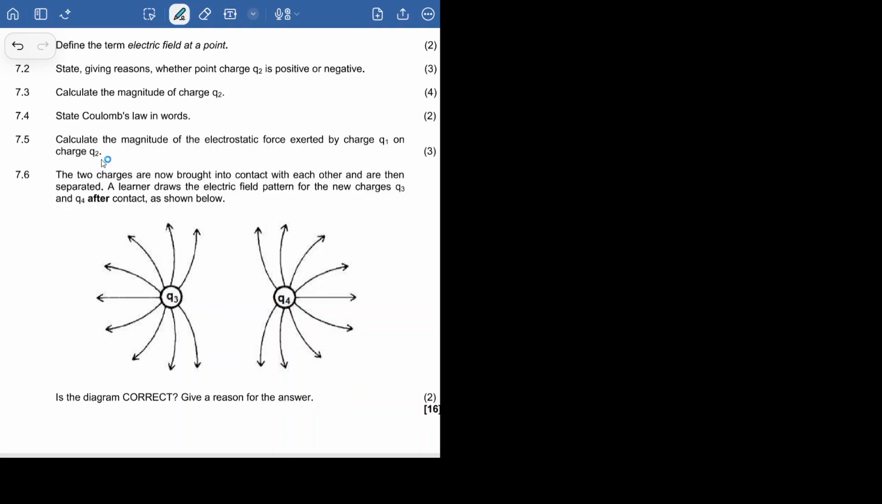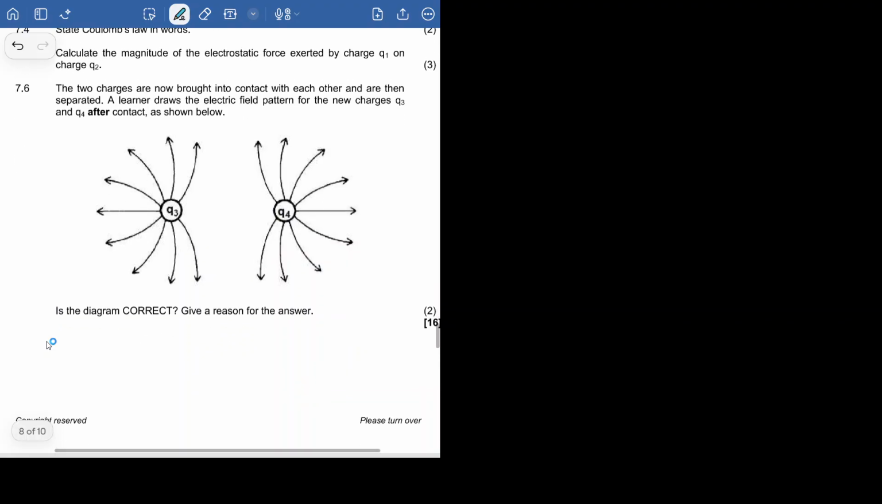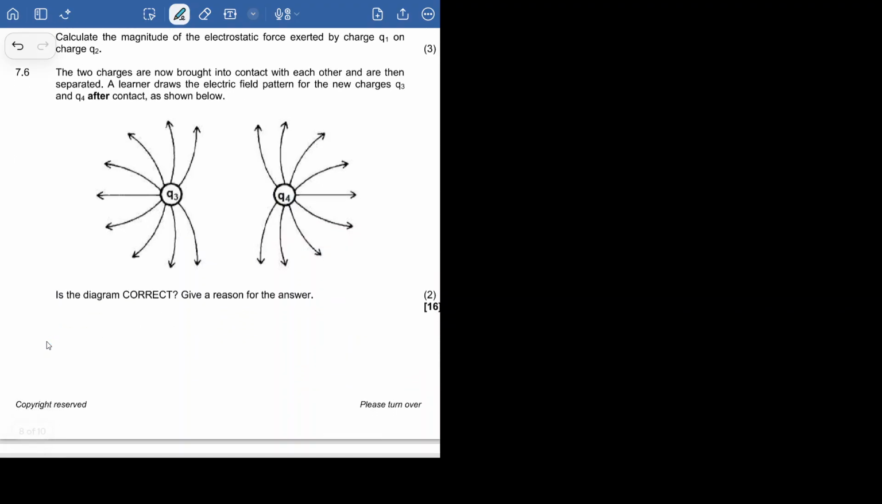State Coulomb's law. Okay. Calculate the magnitude of the force in 7.5. What is your answer? 1.444 times 10 to the power minus 5 newtons. Great. I think I'm happy with those answers.